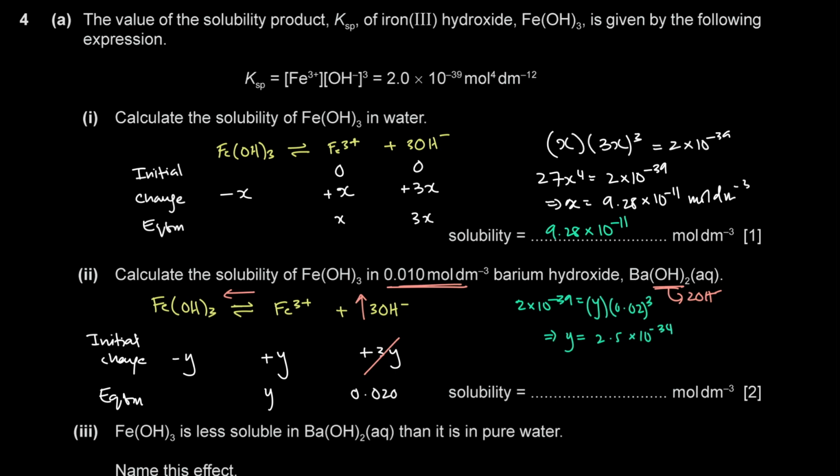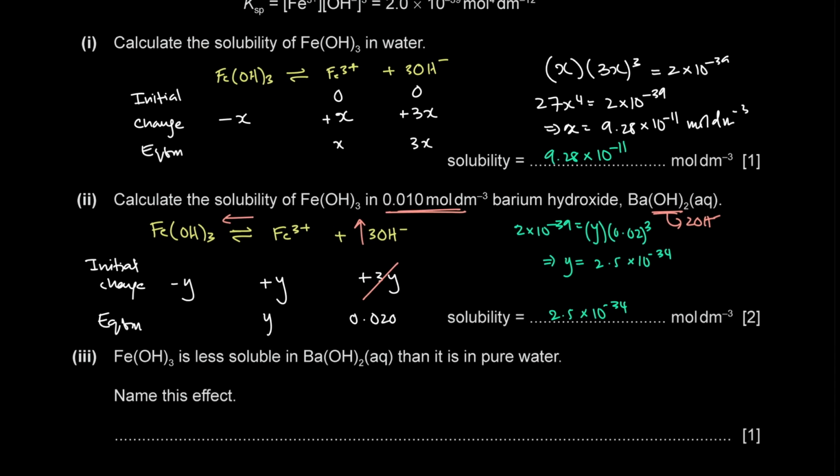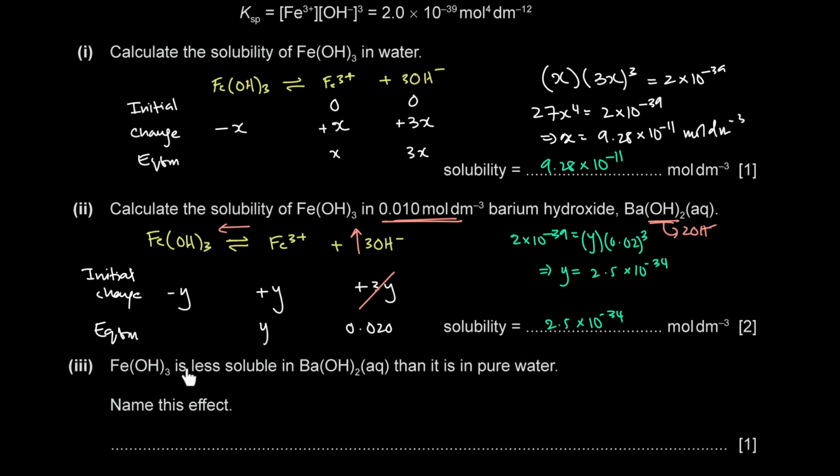So that is the solubility of iron(III) hydroxide in this solution of barium hydroxide. This is known as the common ion effect. Because of the presence of hydroxide ions from barium hydroxide, the solubility of iron(III) hydroxide decreases. Iron(III) hydroxide is less soluble in aqueous barium hydroxide than it is in pure water. Name this effect. This is known as the common ion effect.